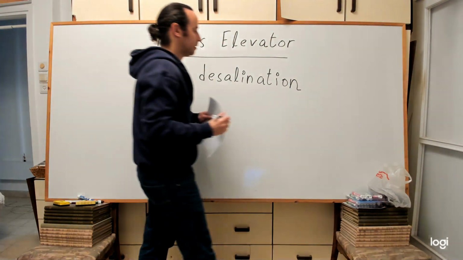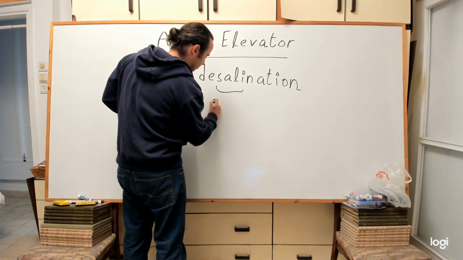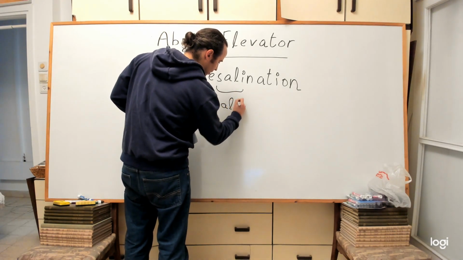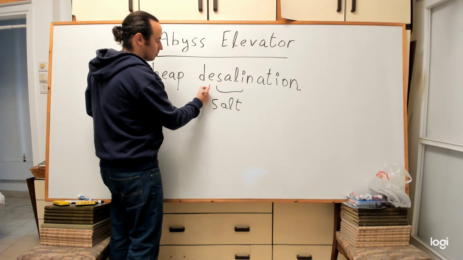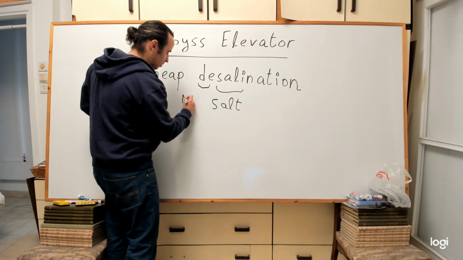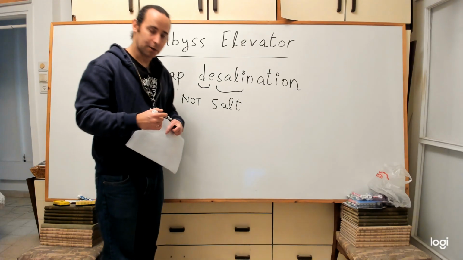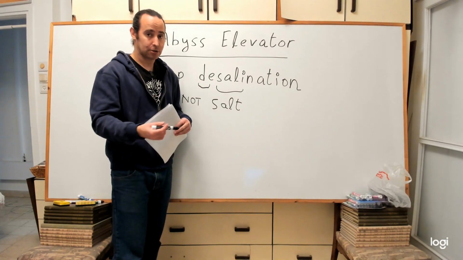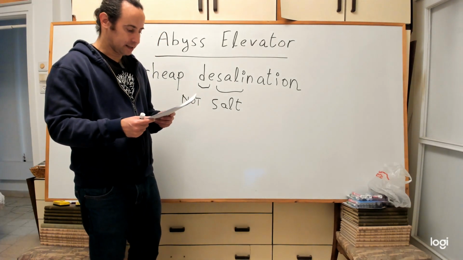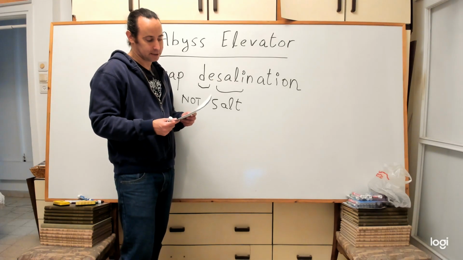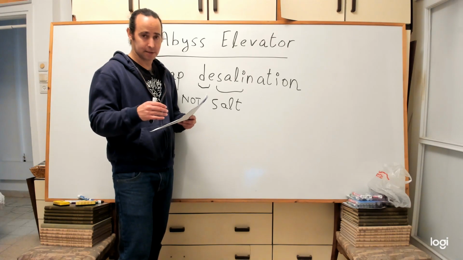Okay, what does desalination mean? This part means salt. So de means not. Okay, so it's not salty. So we take water from the sea and we turn it into fresh water. We are taking the salt out of the water. Okay, and now I'll explain how it's done and why it's expensive today, and why my system is cheap.